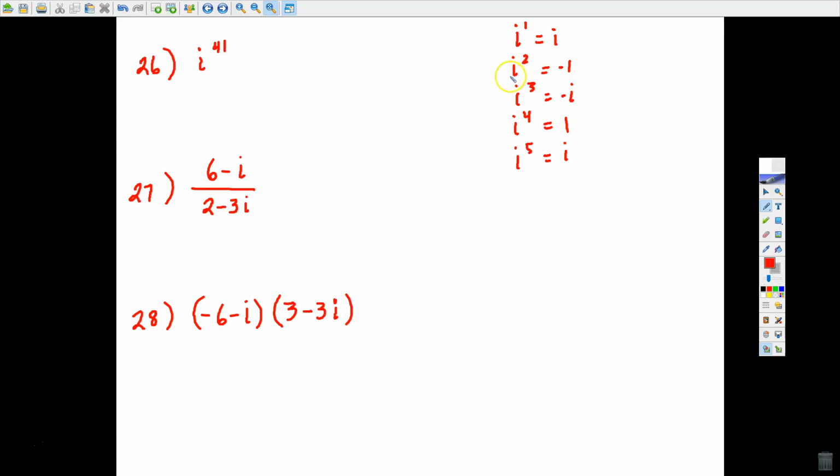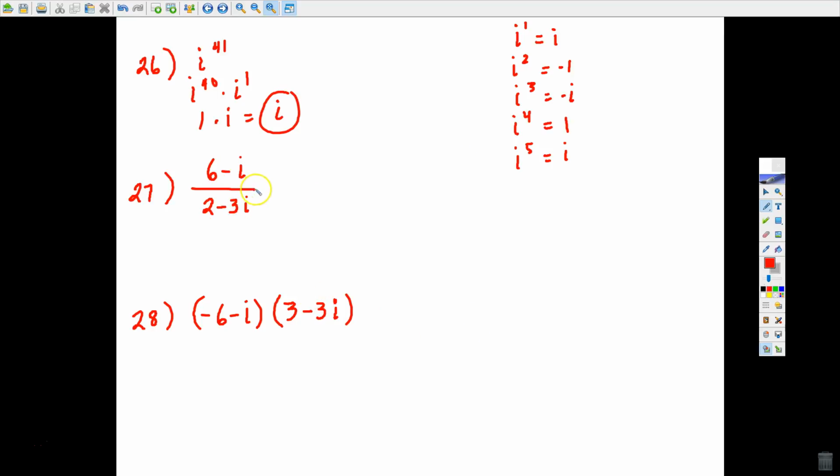I just add 4. i squared is i to the 6th, is i to the 10th, is i to the... You get the picture. Well, i to the 4th is the same thing as i to the 40th. 4, 8, 12... If we just keep on incrementing this exponent by 4, we're going to come back to 1. So if we think of this as i to the 40th times i to the 1st, and we know that i to the 4th is the same thing as i to the 40th, that's really like saying 1 times i. So my answer here is just i.